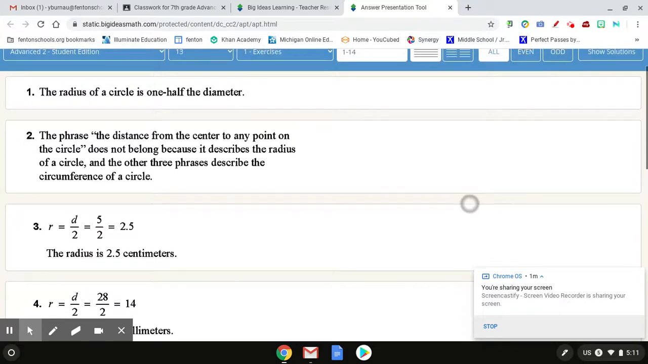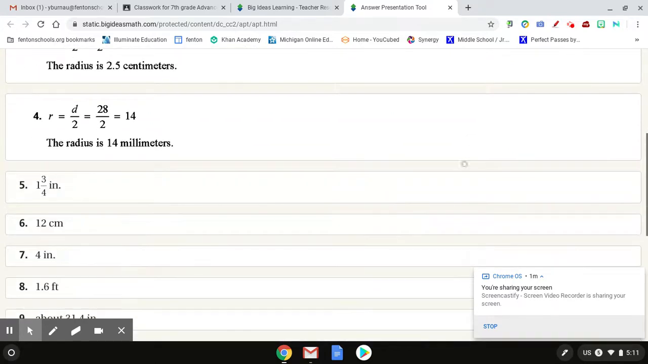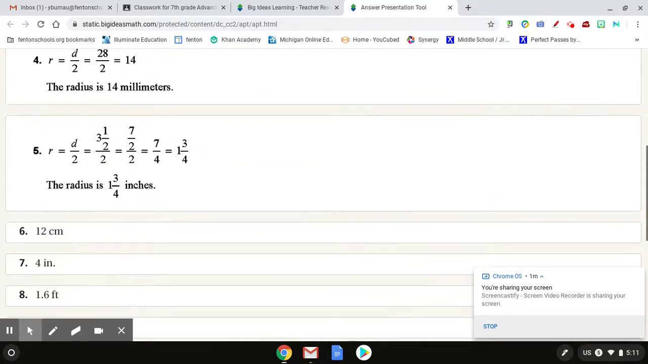All right, and at any time you can pause so that way you can read through these and understand. But I'm going to go a little fast just for time's sake, and then you guys can pause as you need to. Okay, number 5. It should have been 1 and 3/4 inches is the radius.